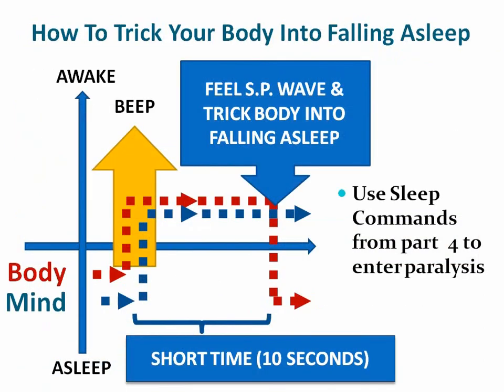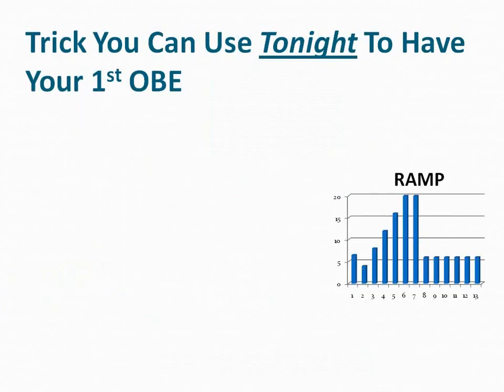This is the simplest way to trick your body into falling asleep and feel the paralysis wave. When the timer beeps, your body may wake up for a moment, but as long as you stay perfectly still, your body will create the paralysis wave and put itself to sleep after 5 or 10 seconds. This is also an excellent time to use the sleep triggers from Lucidology 101 Part 4 to command the body into paralysis.